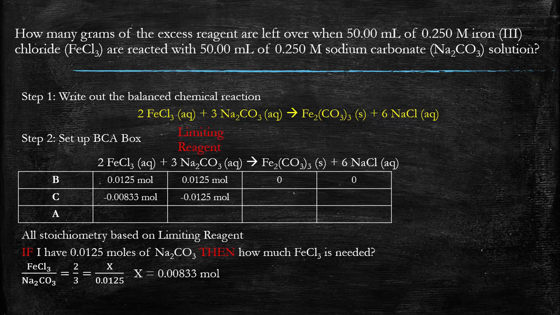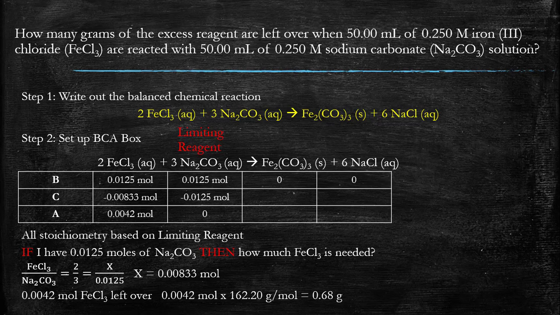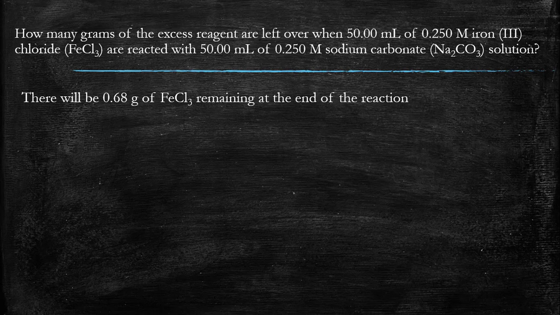Now I can calculate A, which is B plus C, and I can see that I have 0.0042 moles of iron 3 chloride left. So we take that number, and remember that moles times molecular weight equals grams, so we plug everything into the equation, and we see that we have 0.68 grams of iron 3 chloride remaining. So to answer the question, how many grams of the excess reagent are left over? The answer is 0.68 grams.